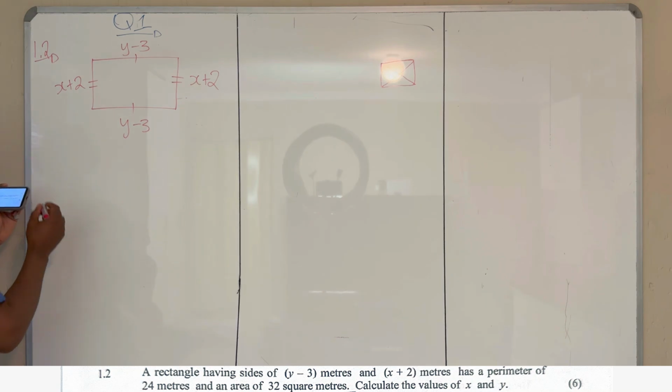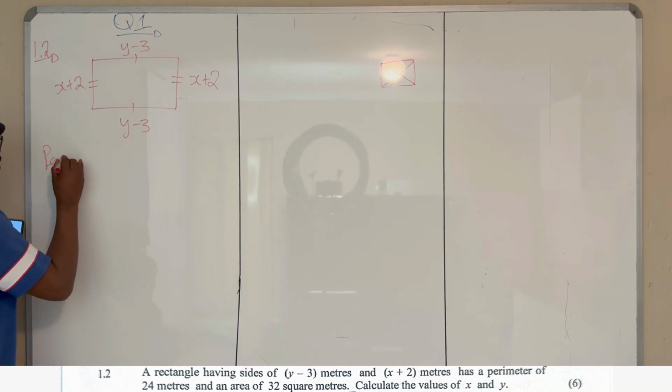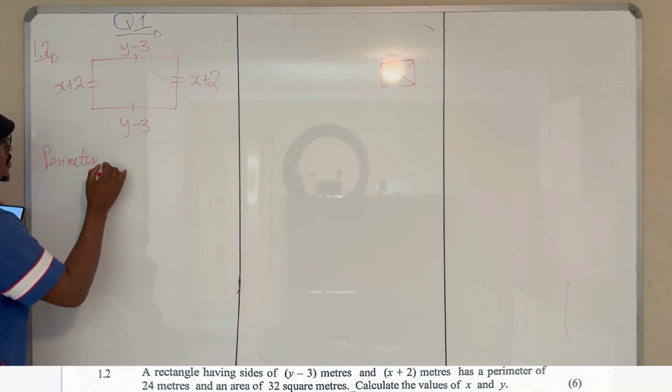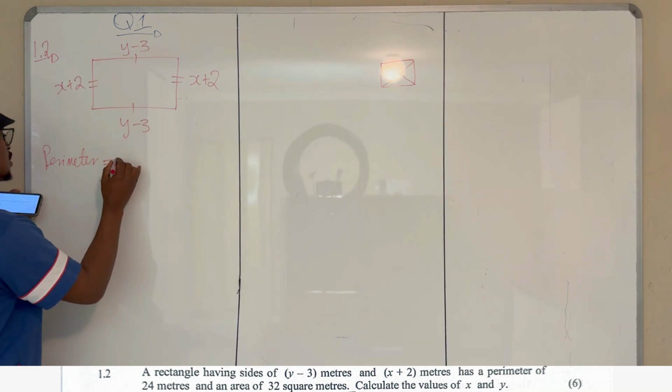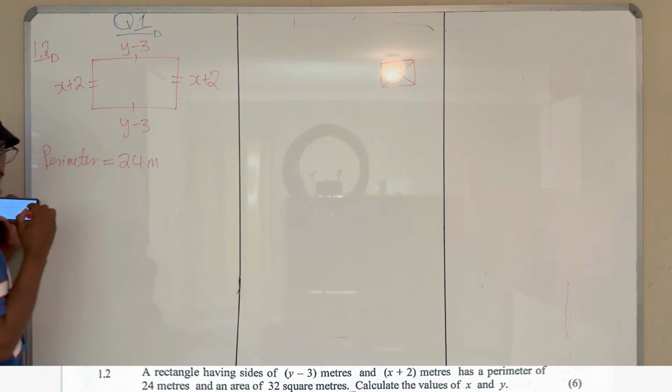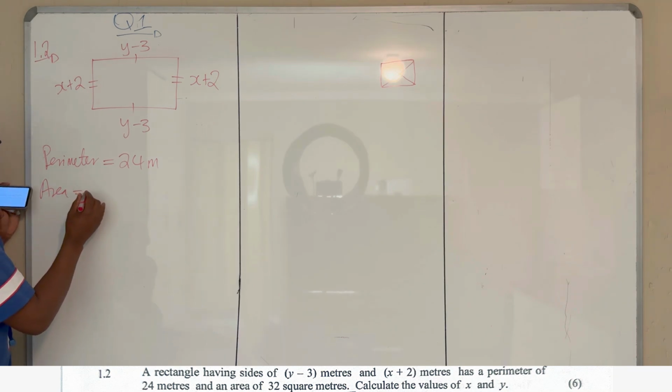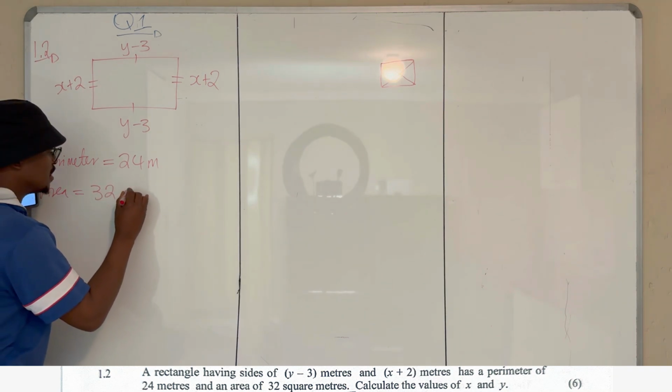So what have they told us? They told us that the perimeter of this rectangle is 24 meters. Are you following me? And the area of the same rectangle is what? It is 32 square meters.